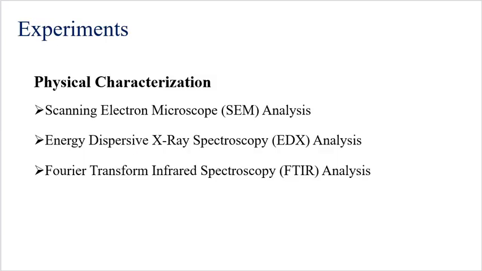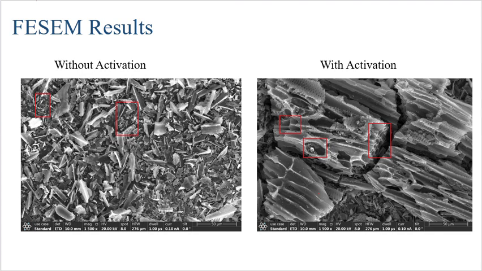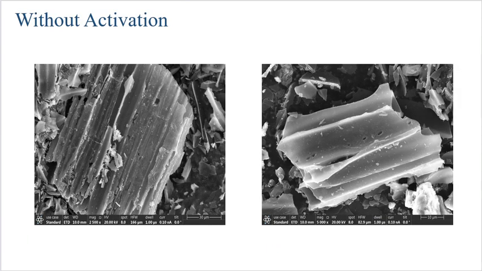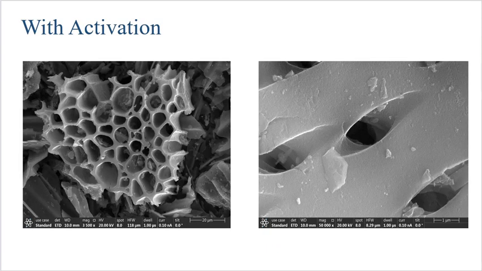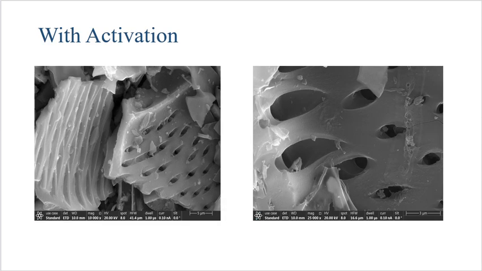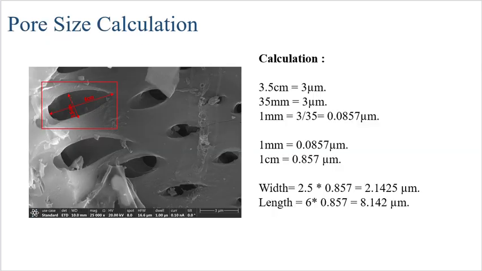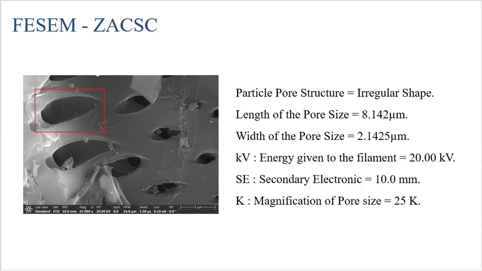The physical characterization is by SEM images, EDAX and FTIR. So this is the SEM image without activation and with activation. Without activation there is no porosity, but with activation the pore size and the number of pores are high. And this is the image with activation. So this is the pore size. The length of the pore is 8.142 micrometer, and the width is 2.1425.